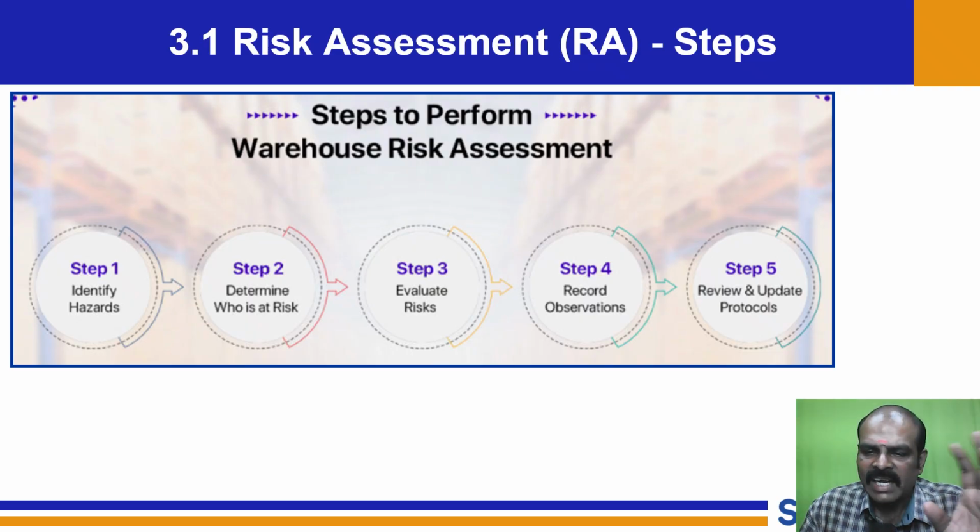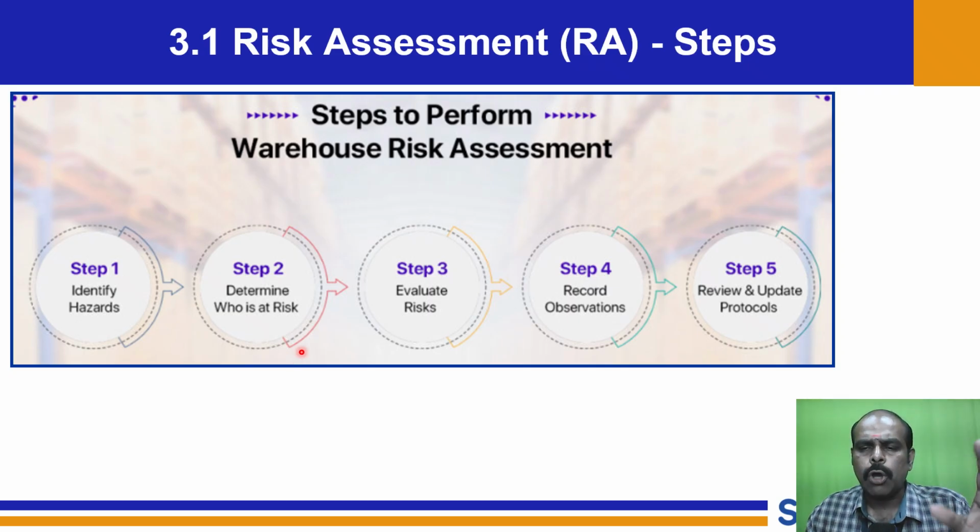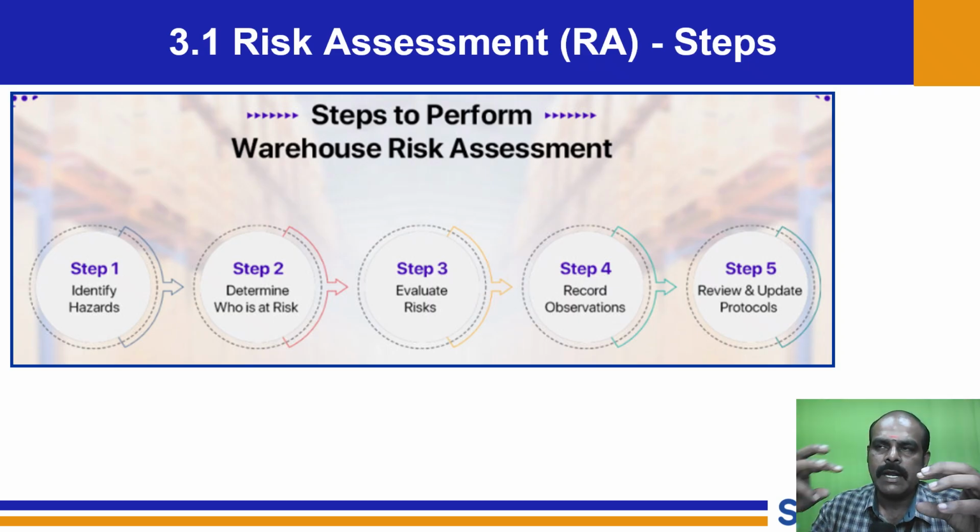First, after identifying the hazard, we should determine who is at risk. It does not mean that all the people are susceptible to the risk. Only a small group will be affected. That group has to be identified, and the risks evaluated from the perspective of these people, and record the observations, how it occurs, with their knowledge or without their knowledge, and review and update the protocols.